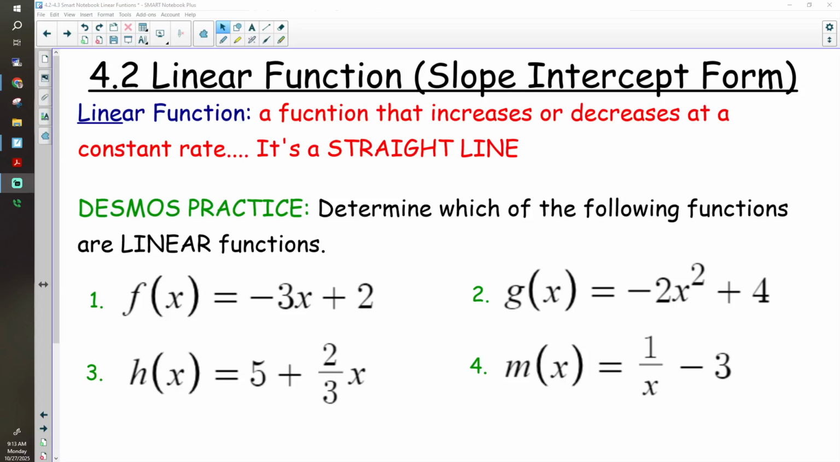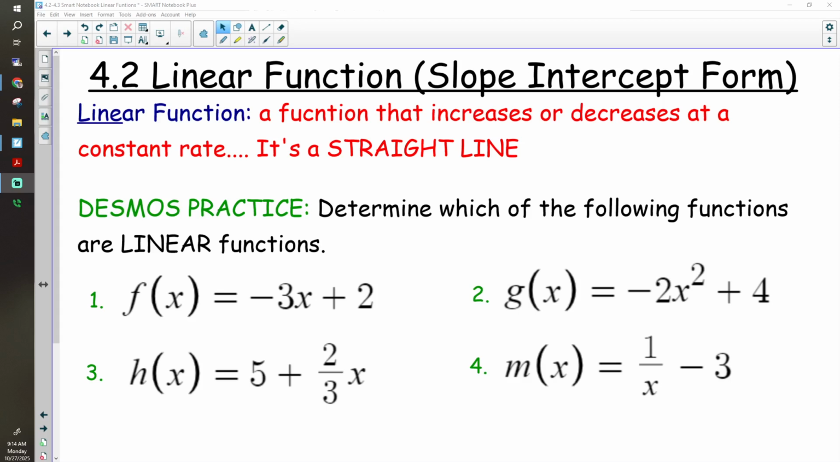4.2. Today we finally figure out what it means to be linear. What does linear mean? Straight line. That's what we're looking for. We are doing nothing with curvy lines till later in the year. Straight lines is what we are doing.